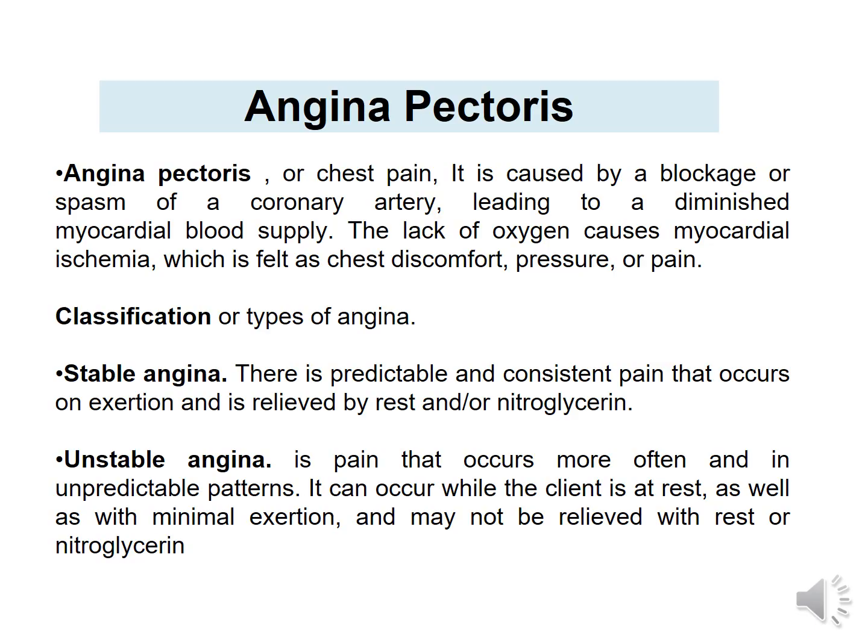Unstable angina is pain that occurs more often and in an unpredictable pattern. It can occur anytime, at rest, on exertion, when sleeping, anytime. It's unpredictable and may not be relieved with rest or nitroglycerin. So on the contrary, unlike stable angina, it's not relieved by rest or nitroglycerin. Because of that, it's called unstable angina. So stable angina occurs mostly on exertion, and unstable angina occurs mostly at any time and is not relieved by rest or nitroglycerin.